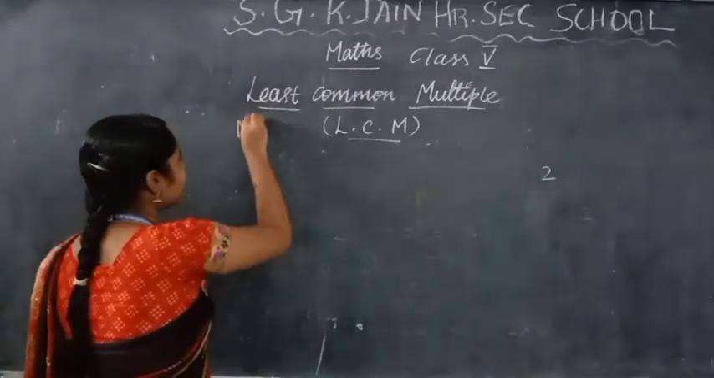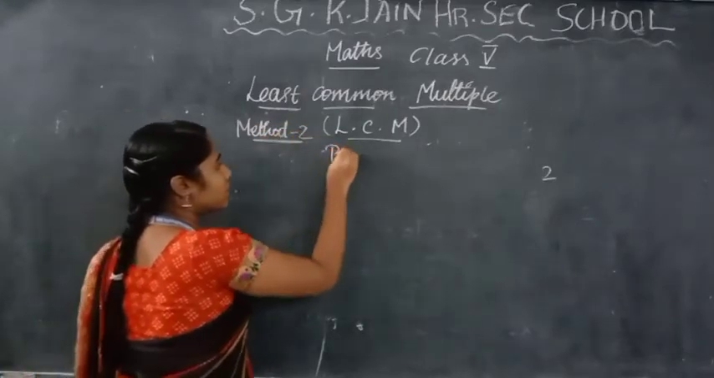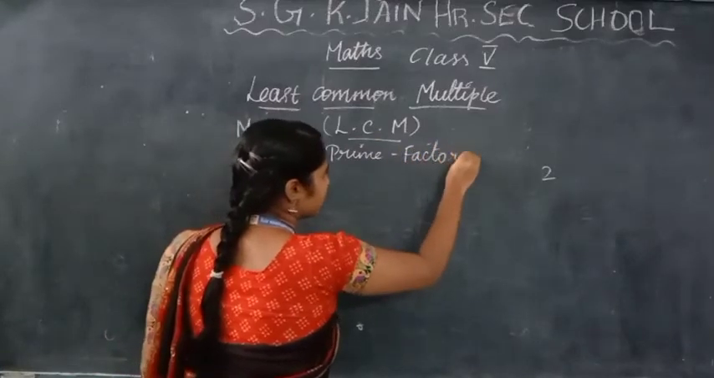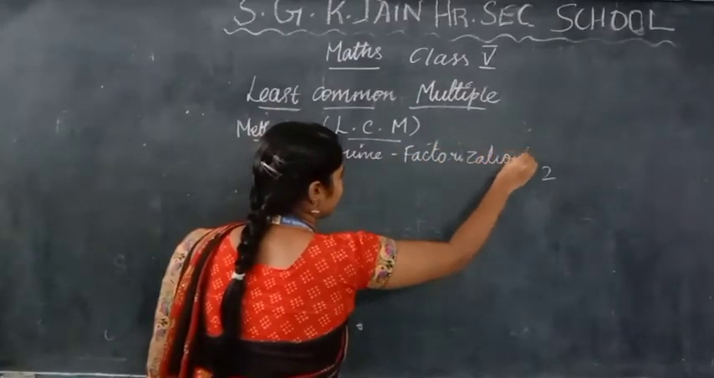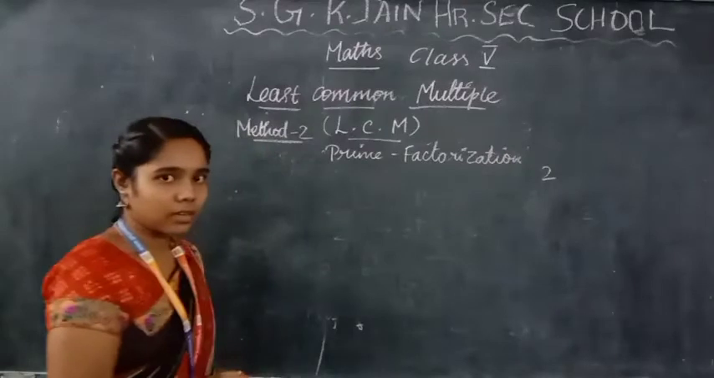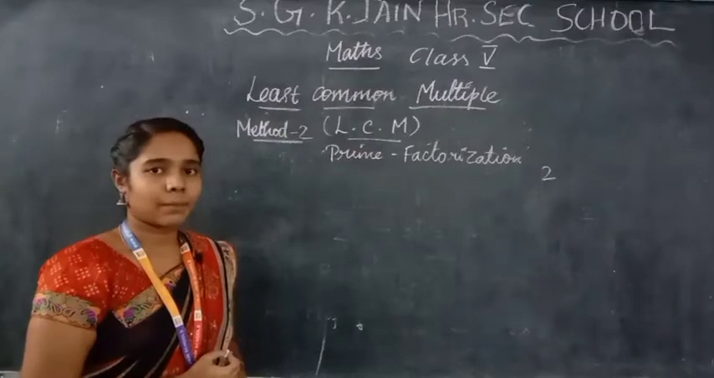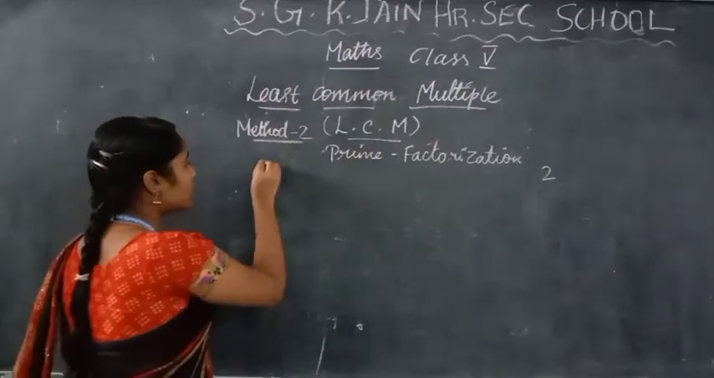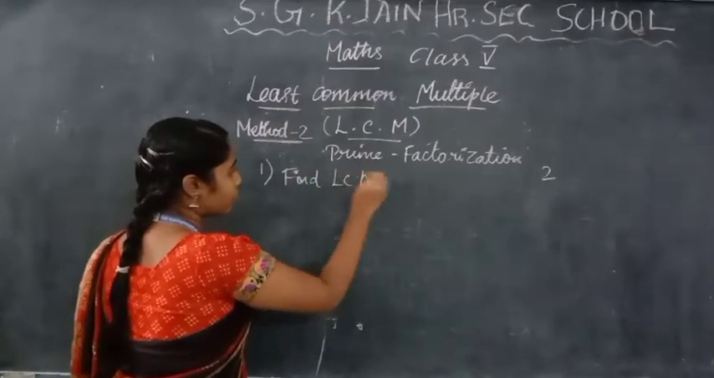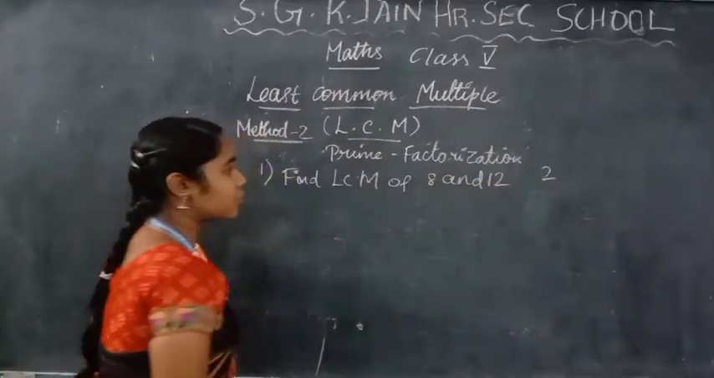Okay, so we are going to see method 2. This method is what method? Prime factorization method. This method is called prime factorization method, or it is also called the L division method. So let us see how to find the LCM of the two given numbers by using the prime factorization method. Yes. So the first question is, find the LCM of 8 and 12. Okay, so shall we take this number to find the LCM?